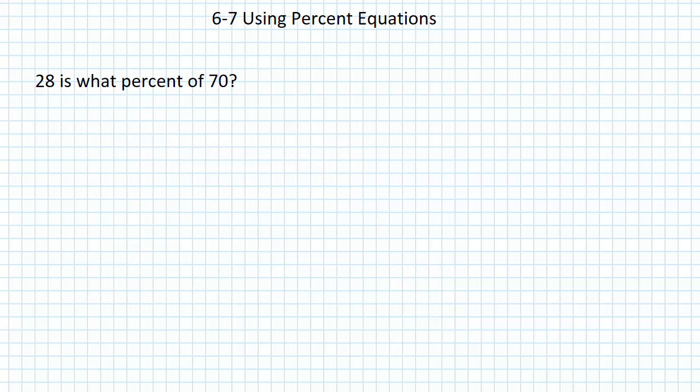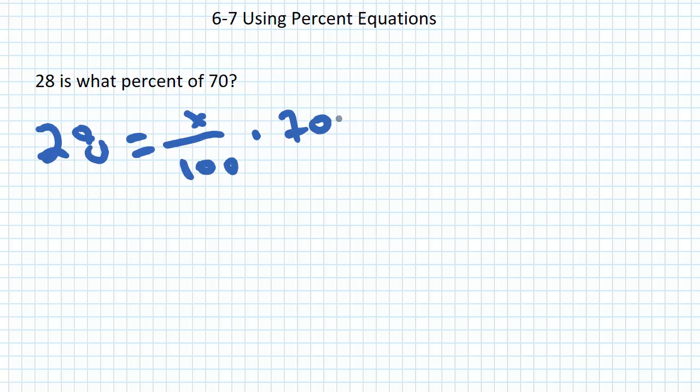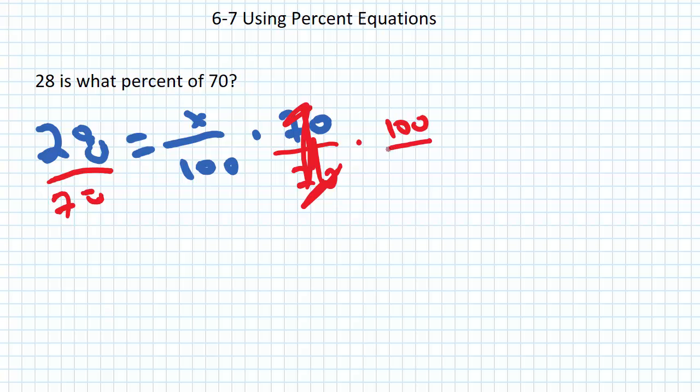This example asks us to find 28 is what percent of 70? 28 is what percent of 70? All right, well, I can solve this equation. I can divide both sides by 70, and that makes 70 over 70 a factor of 1. And I can go ahead and do that calculation if I want, or I can just continue. I'm dividing by 100 over here. So if I multiply this side also by 100, or 100 over 1, 100 on the top and 100 on the bottom make a factor of 1.